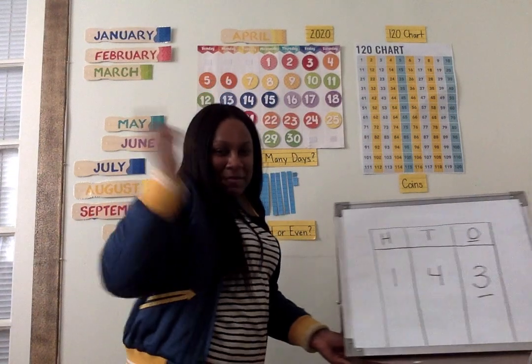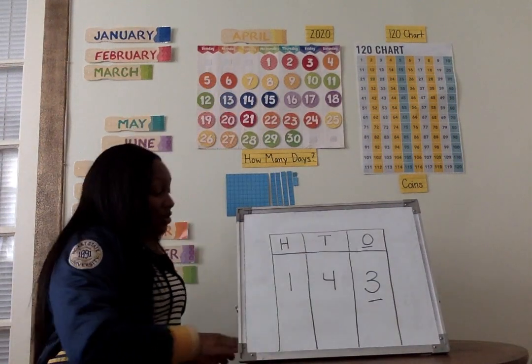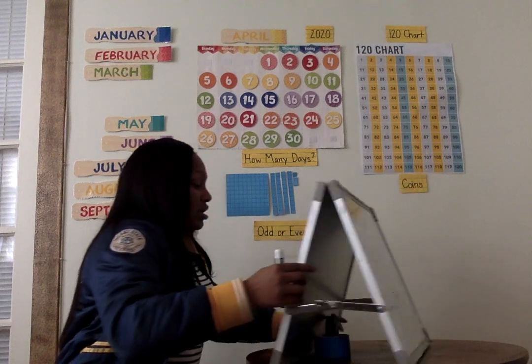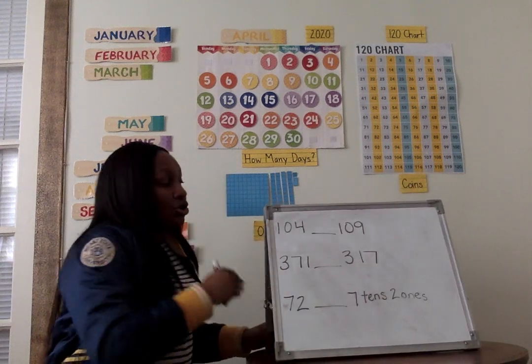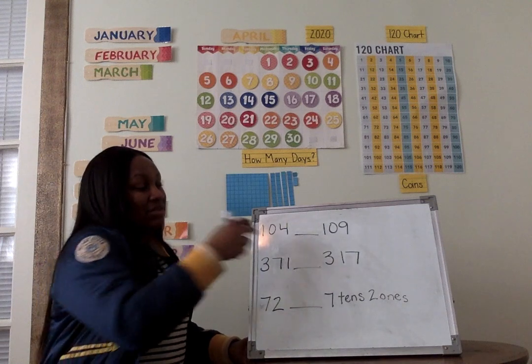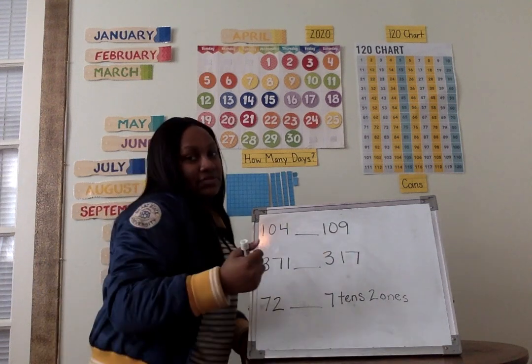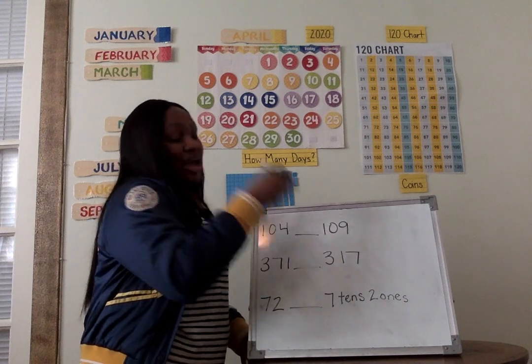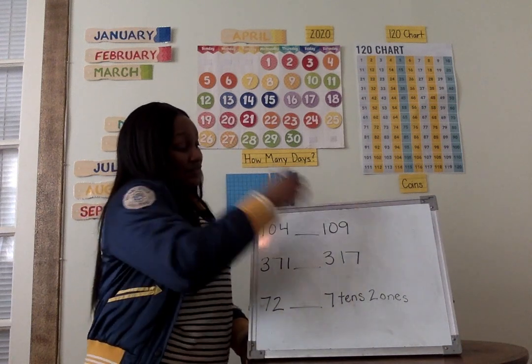Say compare, compare, compare. Great. I'm ready to compare numbers too. So when we compare numbers, we always read from left to right. That's right. We always read from left to right.